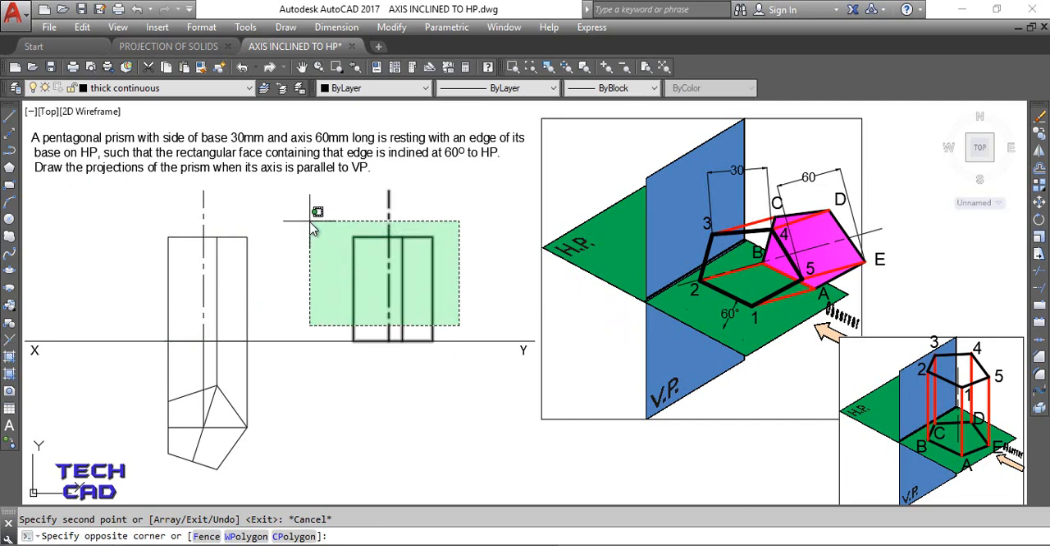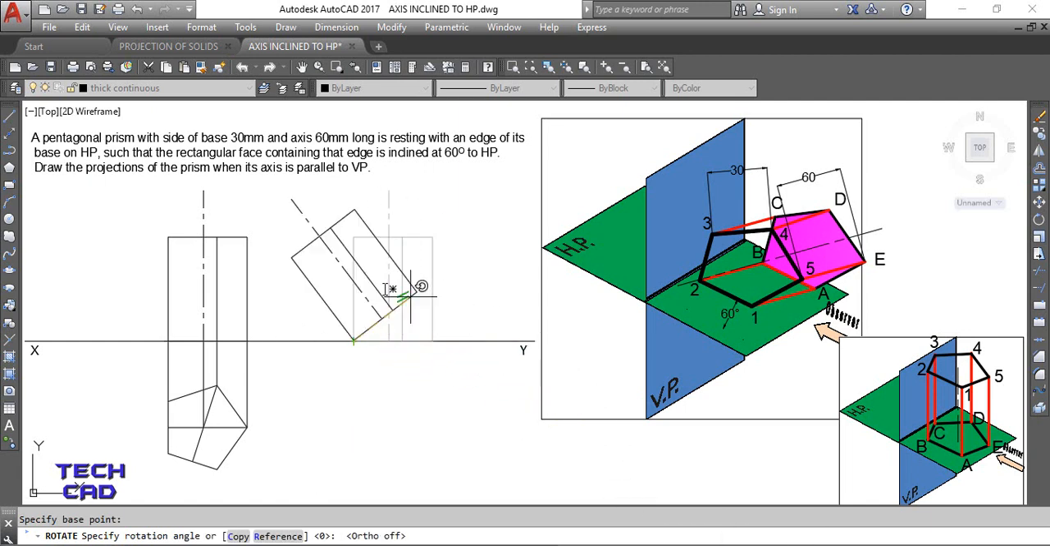So again I'll select it, go to the rotation command, and in the command line bar it asks me for a specific base point, meaning from which point you are going to rotate this particular object. So I'll take this one. You can see that my front view gets rotated, and I know that this angle of rotation is 60 over here. So now I put my angle here, because in the command line bar it asked me about the rotation angle. So I put 30.